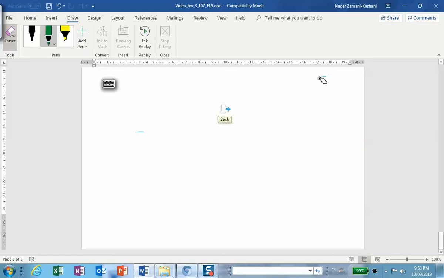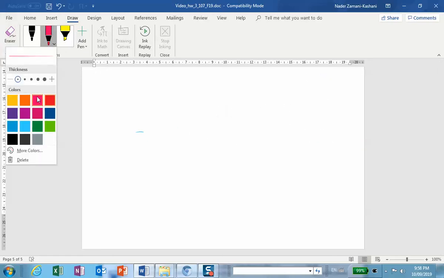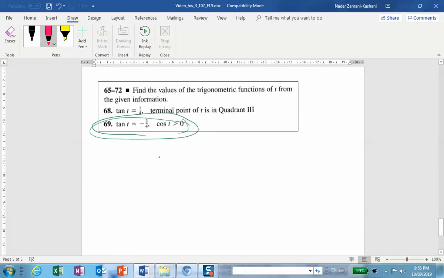Okay, good. So let's go ahead and do the problem. What do we know? All right, so it says cosine of t is positive. If cosine of t is positive, you're either in the first quadrant or you're in the fourth quadrant. This is the cosine. This is the sine. Okay. However, it says tangent is negative 3 over 4.